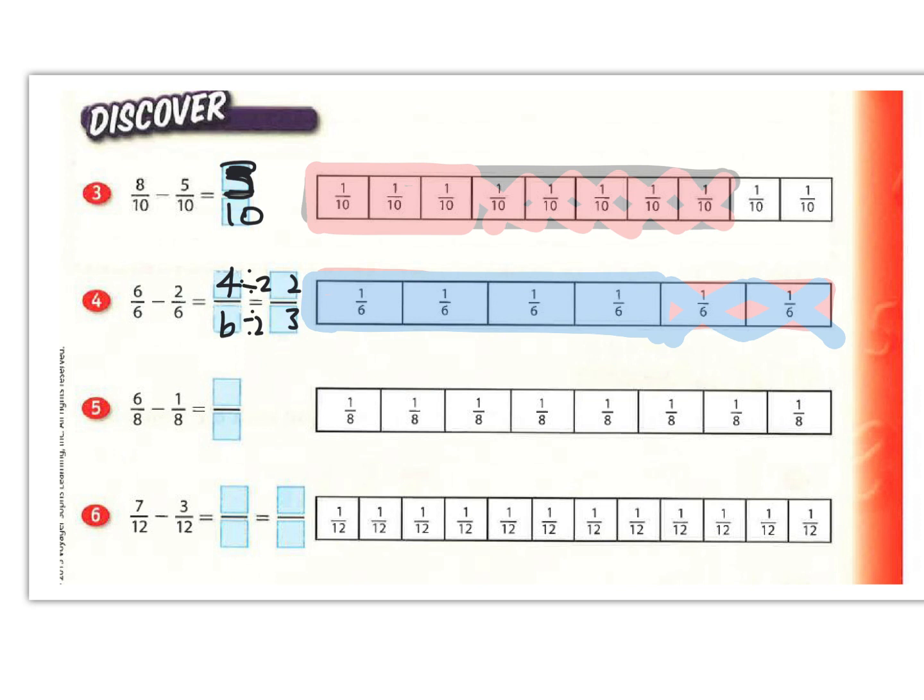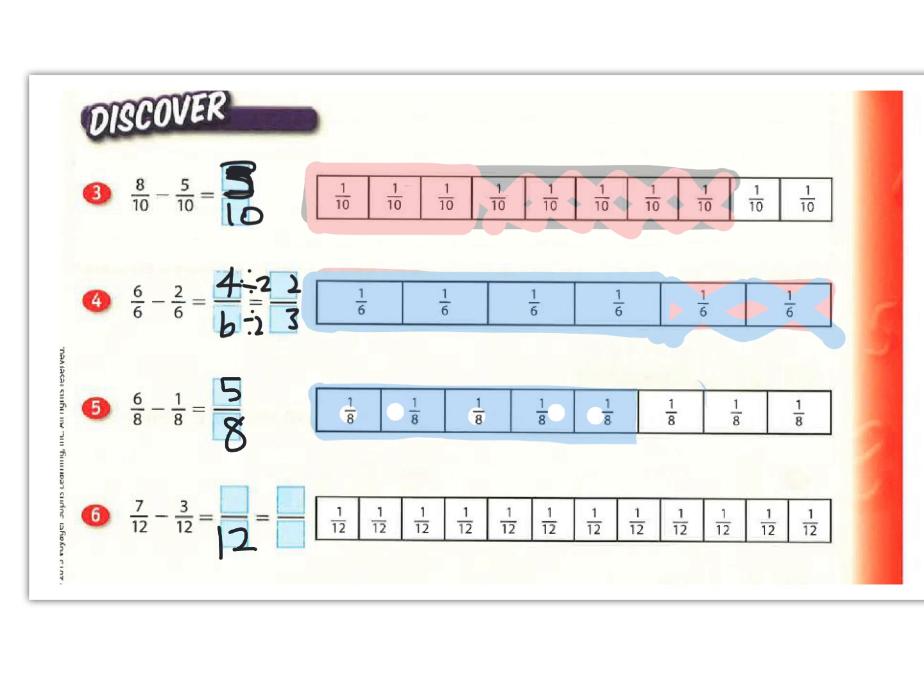Next one, we have 6/8 minus 1/8. Well, let's do the drawing first. So we have 1, 2, 3, 4, 5, 6/8. We'll shade that in. And then we're going to take away just 1/8. Okay, so I'll actually just erase that one. And then we can see we have 1, 2, 3, 4, 5/8 left. So that's 5/8.